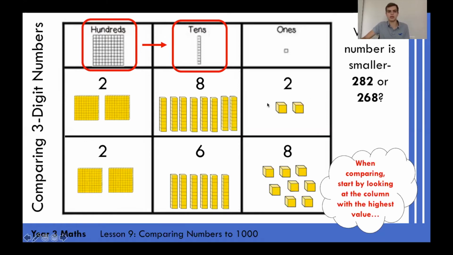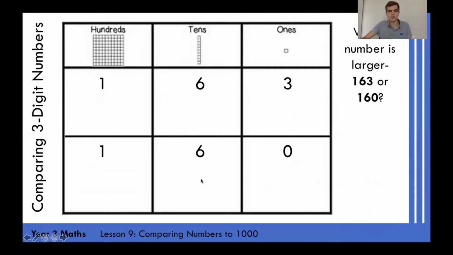Let's have a look. 282 has got 8 tens. 268 has got 6 tens. So which number is smaller? Which number has got the fewest tens? You're absolutely right, the bottom number, because this number's got 8 tens, this number's got 6 tens. It has the same amount of hundreds that we found earlier. So then I look at my tens. Which number is smaller? 268, because this one has got fewer tens than this one. So I don't need to look at my ones, because I looked at my hundreds, they were the same. Then I compared my tens, and this one has got fewer tens. Fantastic.